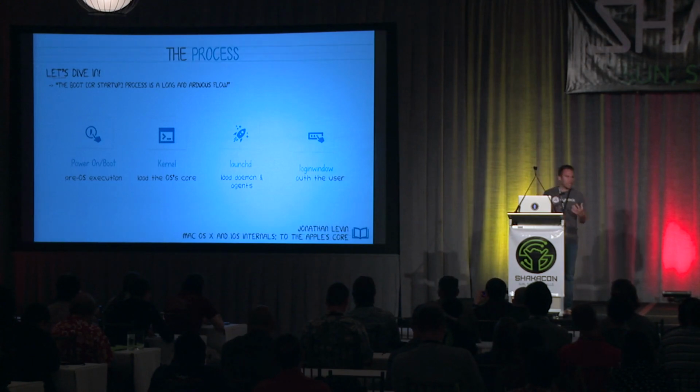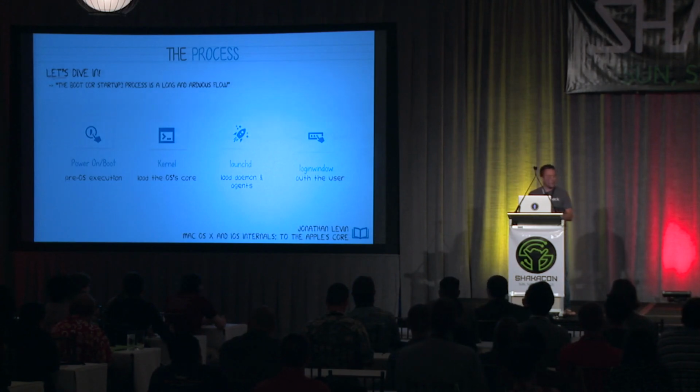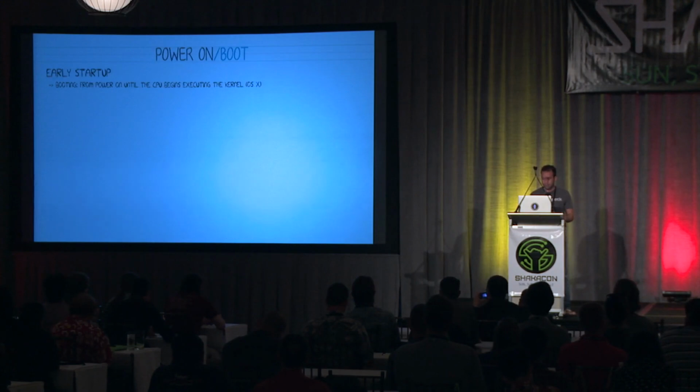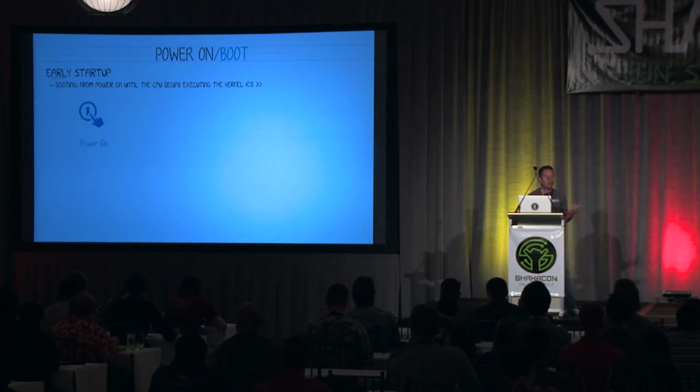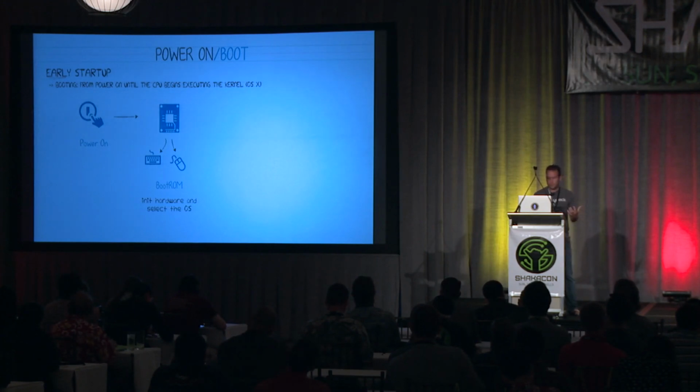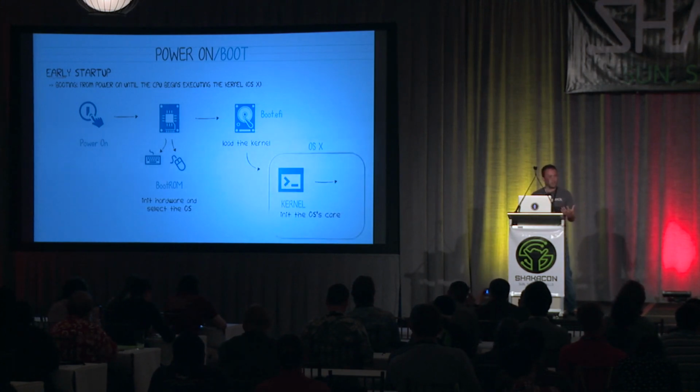As I mentioned, this is a pretty high-level overview. If you're interested in getting into the lower-level details, there's a great book by Jonathan Levin that I would definitely recommend checking out. So early startup covers everything from power on until the kernel, or OS X, begins executing. It begins with powering on. Once power is present, the boot ROM takes over. Following this, the boot.efi program is executed, which loads the kernel, ending the early boot process.